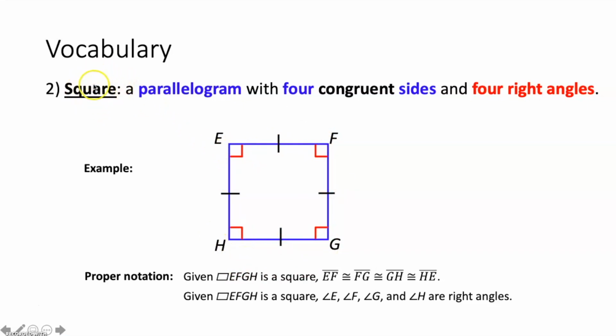So a square is technically a parallelogram, it's technically a rhombus, and we'll talk about this later on, but it's also technically a rectangle because a rectangle is just a parallelogram where both pairs of opposite sides are congruent and each angle is a right angle.